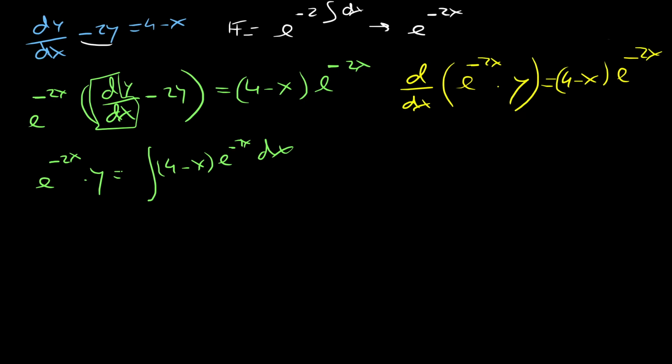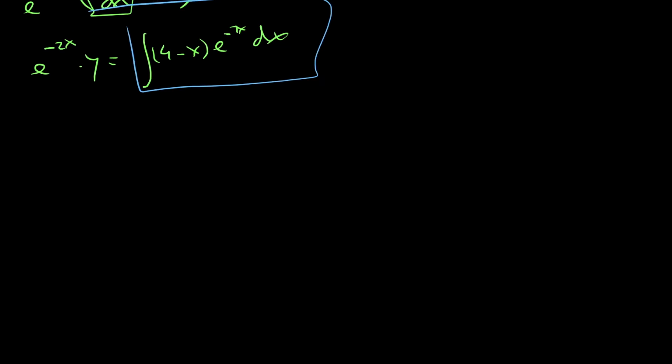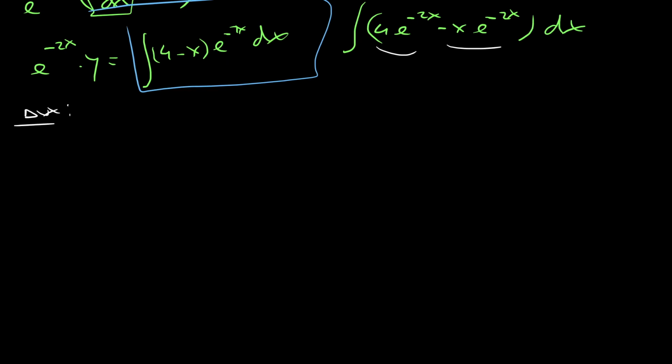So now let's focus our attention on just this part. To solve this one, the first step that we need to take is to simplify the expression a little better. So we get 4e^(minus 2x), and then we have minus x e^(minus 2x). So this is the whole integral. And to solve the integral, we will need to address each of these separately. So let's do that. The first one, 4 comes outside, and it's e^(minus 2x) dx. Let's just solve this for now.